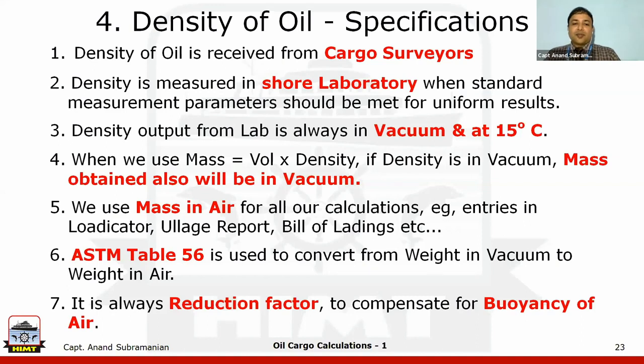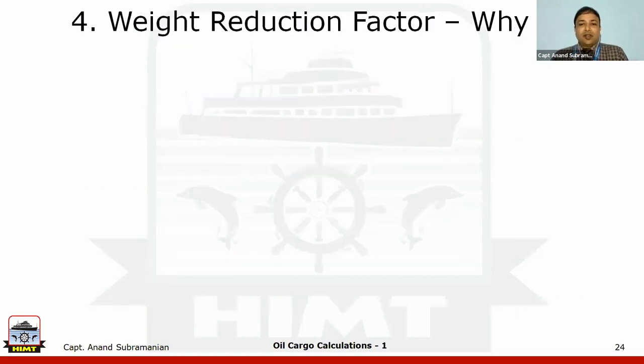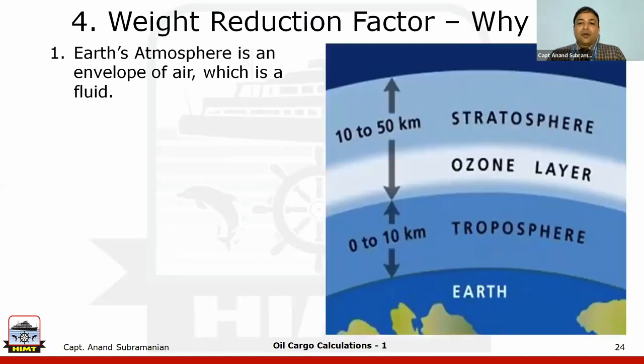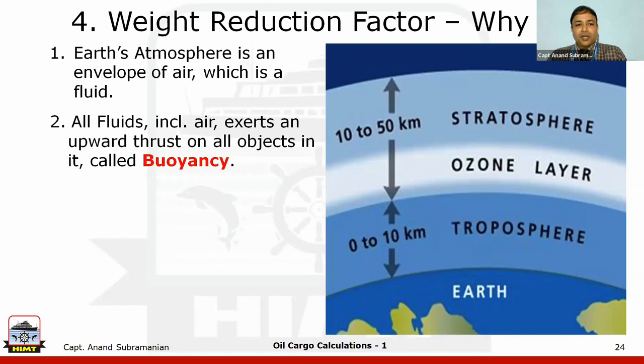Again, like table 54, it is a separate table in the ASTM booklet, and it is what we use to convert from weight in vacuum to weight in air. There's always a reduction factor, and when we come to the next slide, we will understand why we apply this factor. The air is surrounding the Earth, the Earth's atmosphere, an envelope of air which is a fluid. Any fluid will exert what is called buoyancy. So all fluids, including air and also water, exert an upward thrust on all the objects within them, and that is what is called a buoyant force or buoyancy.